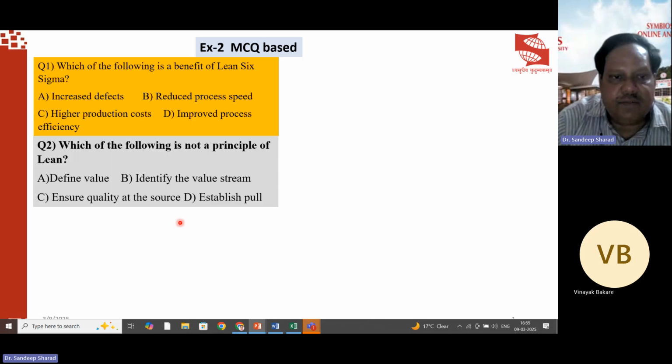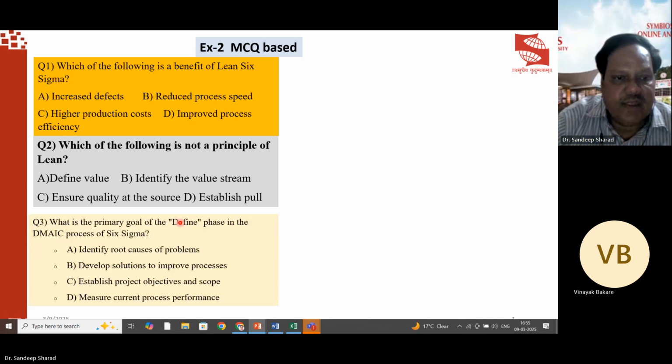Which of the following is not a principle of Lean? Define value, identify the value stream, ensure the quality at the source, establish the pull. So I think C is the correct answer, ensure the quality at the source.